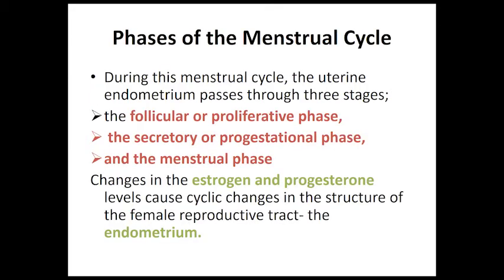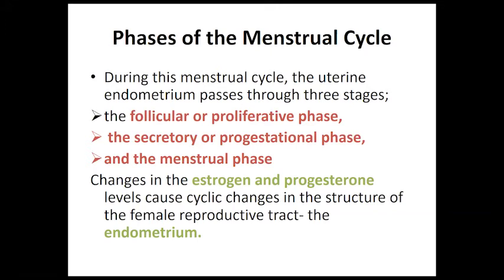The menstrual cycle passes through 3 stages, the follicular or proliferative phase. After the menstrual phase, it goes on to the proliferative or follicular phase, when the follicle is developing in the ovary and the endometrium of the uterus is proliferating. Then there is the secretory phase, where the luteinizing hormone in the ovary is being produced, and it is the progesterone phase which acts on the endometrial wall, and then again the menstrual phase.